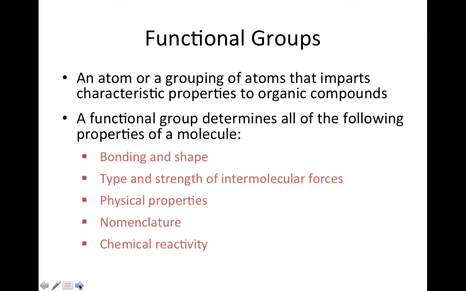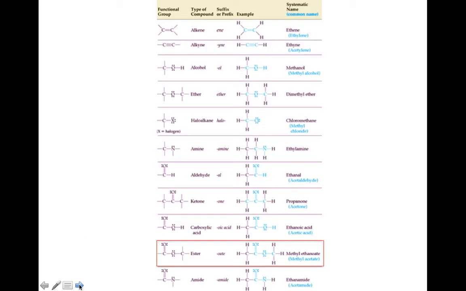These groups determine all the following properties of a molecule, such as bonding and shape, type and strength of intermolecular forces, physical properties, nomenclature, and chemical reactivity. Here's a chart of all the different types of functional groups, but you don't need to know all of them. You need to know what an alkene is, and an alkene is a hydrocarbon that has a double bond.